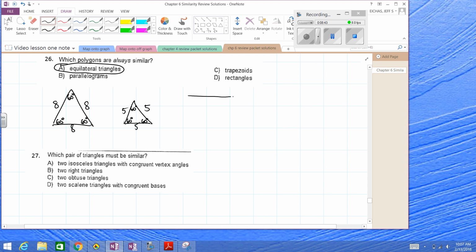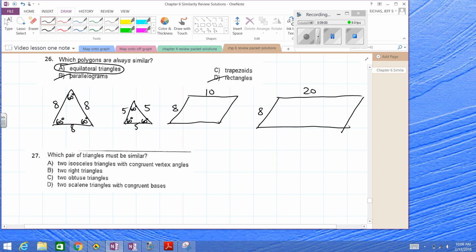Parallelograms don't have to be. You can stretch one out more than the other, so corresponding sides might not be in the same ratio. You might get an 8 here and a 10 there, but you get an 8 there, a 20 there. Those are not going to be similar. You can do that with a rectangle. Trapezoids, there's all different shapes even, so that's a no.